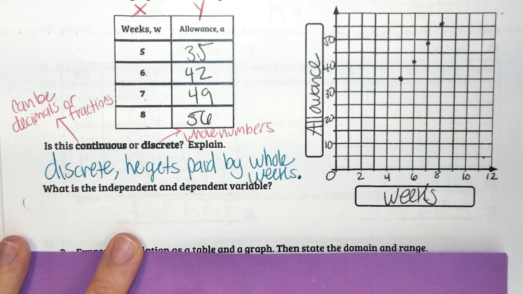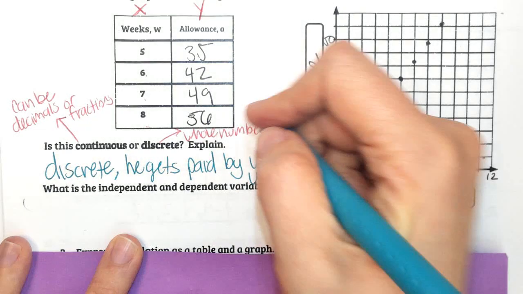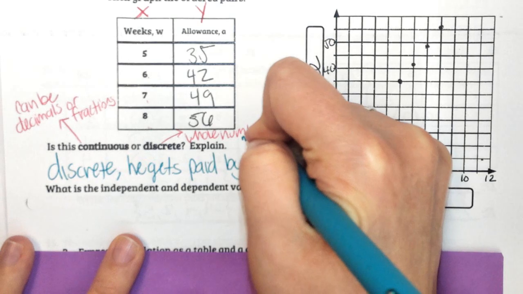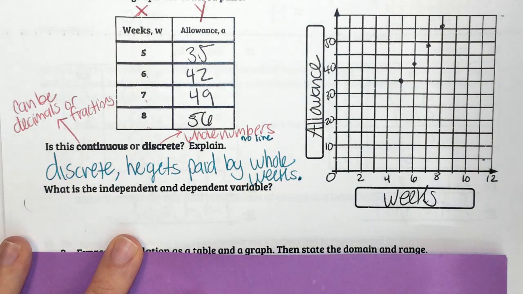Now, don't forget, continuous or discrete then tells you if you should have a line or not. If it's discrete, should there be a line on our graph? No. So this means that there is no line if it is discrete. Okay? Next part is independent and dependent.